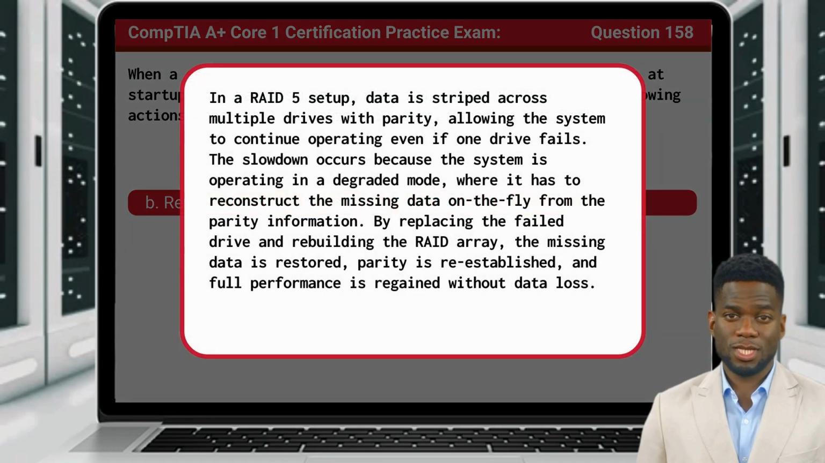In a RAID 5 setup, data is striped across multiple drives with parity, allowing the system to continue operating even if one drive fails. The slowdown occurs because the system is operating in a degraded mode, where it has to reconstruct the missing data on the fly from the parity information. By replacing the failed drive and rebuilding the RAID array, the missing data is restored, parity is reestablished, and full performance is regained without data loss.